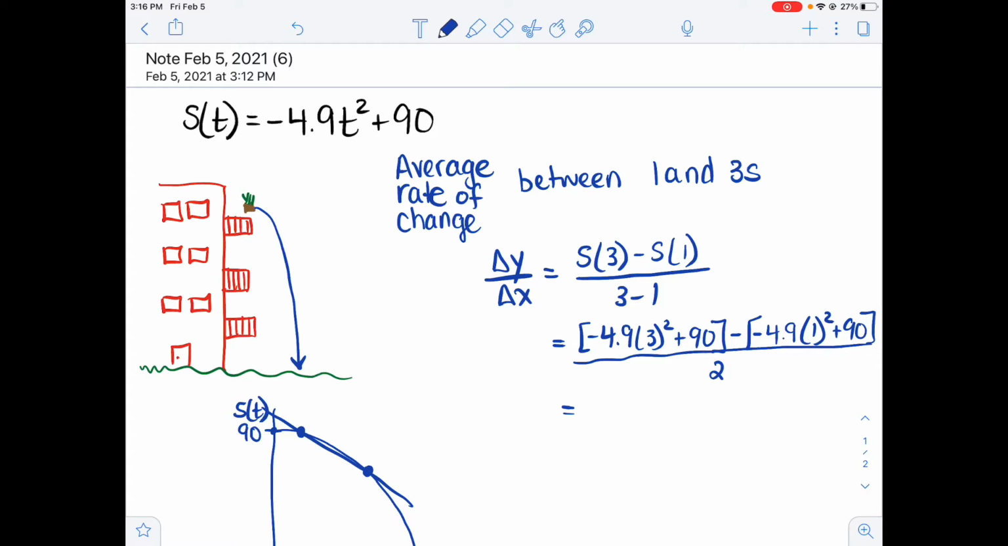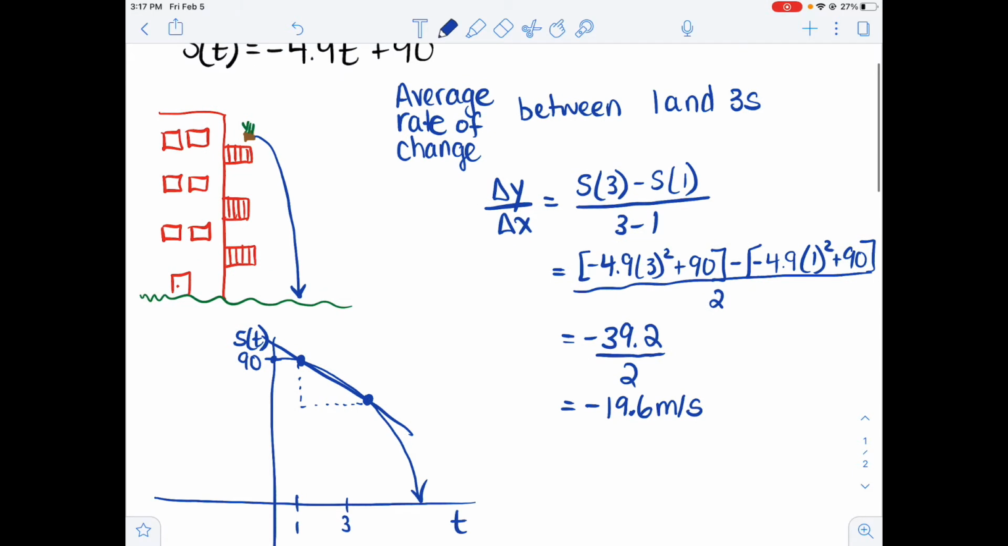Okay, so let's just see what we got there. I'm going to use a calculator. All right, I got negative 39.2, and I still need to divide that by 2. Negative 19.6, and I guess my units will be meters per second. So that's my rate of change between 1 and 3 seconds. That's how quickly the flower pot is falling between 1 and 3 seconds.